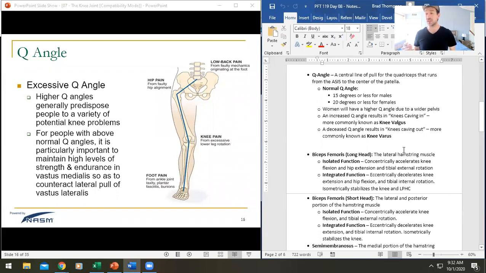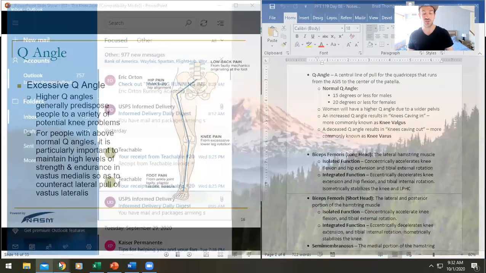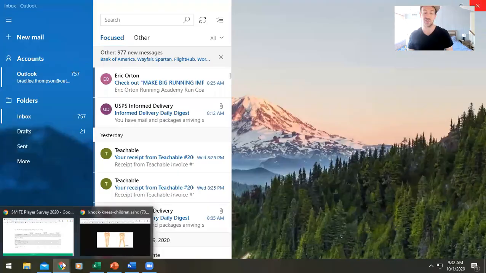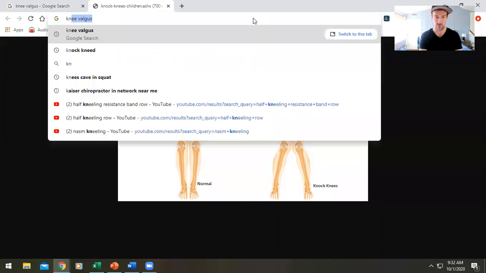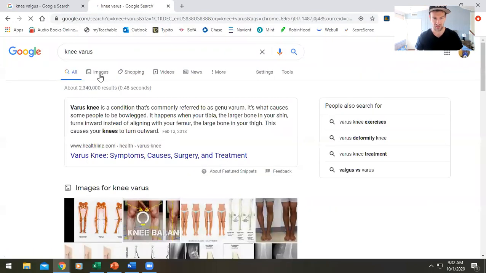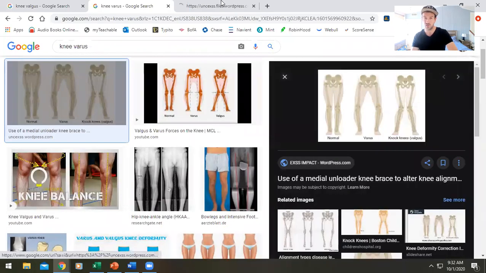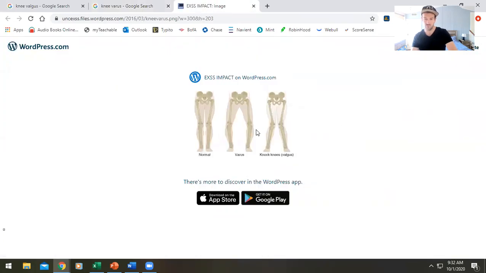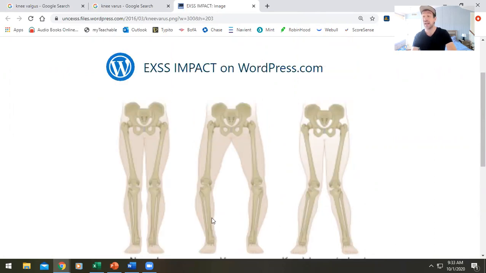Now, there is also going too far in the other direction. I didn't even sign the PowerPoint. You're also sometimes going to see excessive knee varus, and that's a lack of Q angle. So knee varus is going to look like this. That's where you'll see a lack of Q angle, where you'll have a bow-legged posture. Zooming in, so there's varus, right? Where basically the bones are just at 90 degrees on each other. There's no Q angle. The angle is flat.